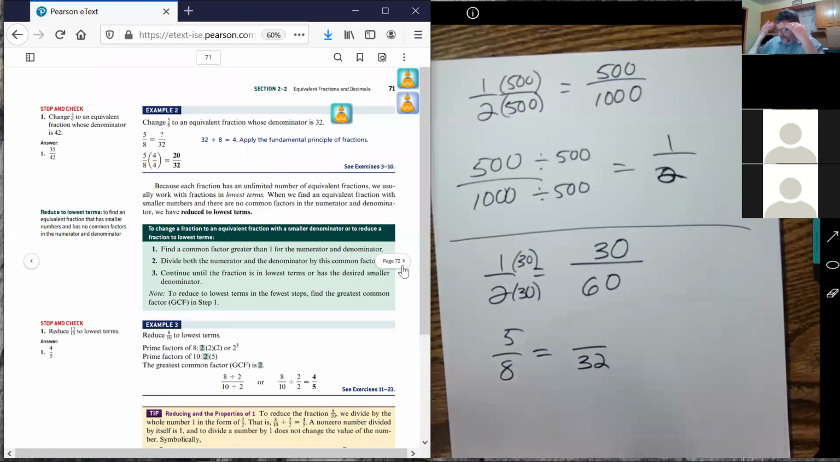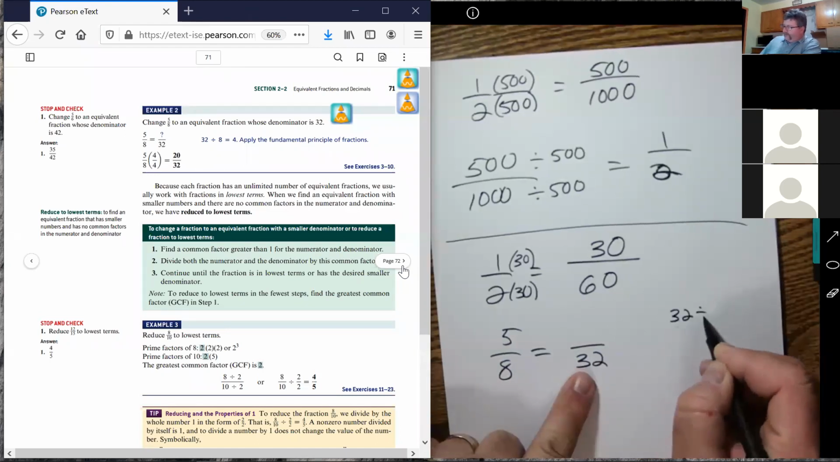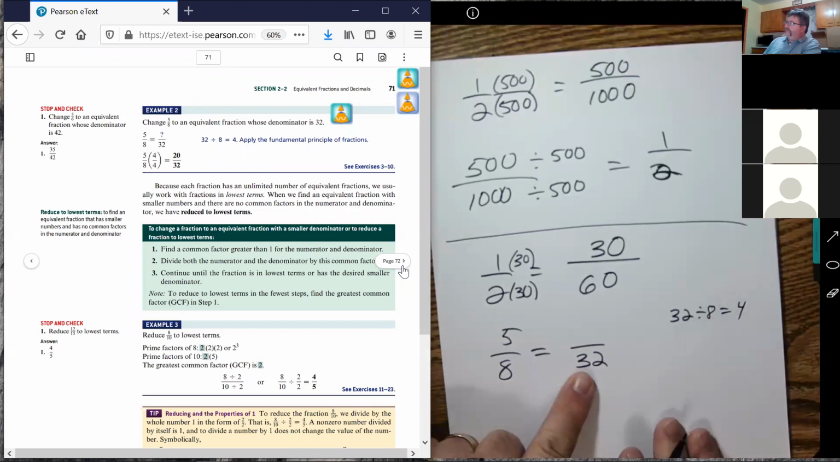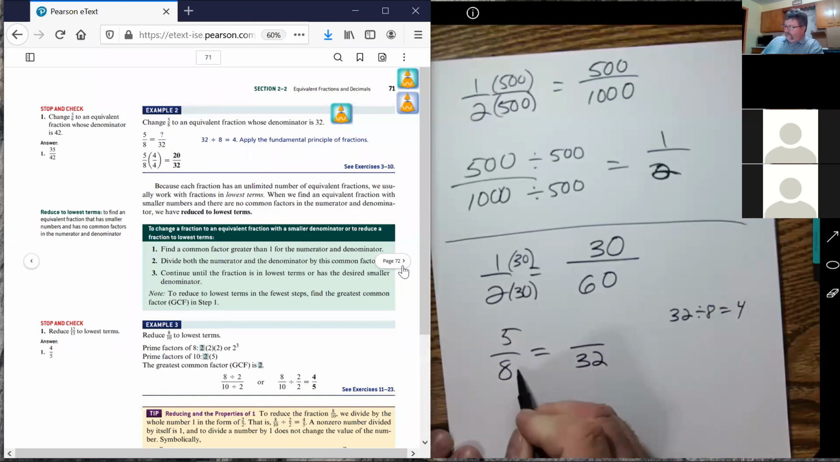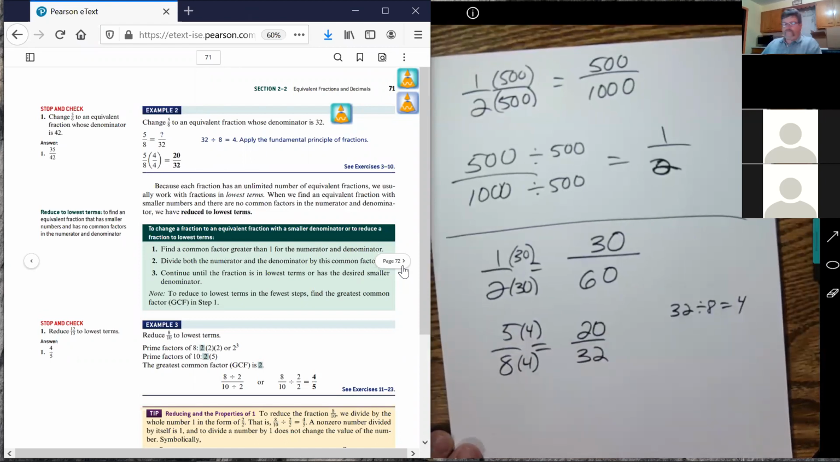Now, how are you figuring it out? You're thinking it through, or more procedurally, you're saying, what the heck is 32 divided by 8? That'll give me the magic number of 4. Okay, multiply by 4. Always do the same thing, top and bottom. 20 over 32.